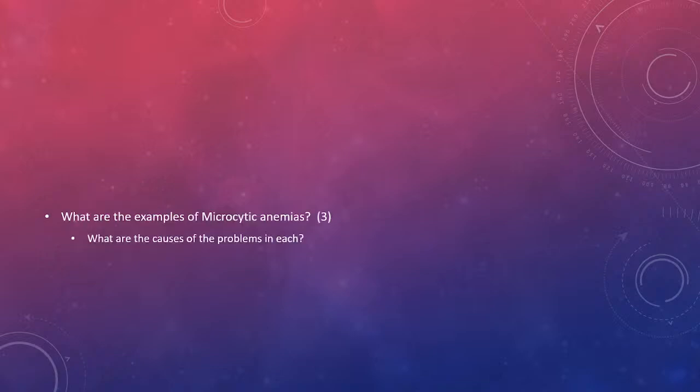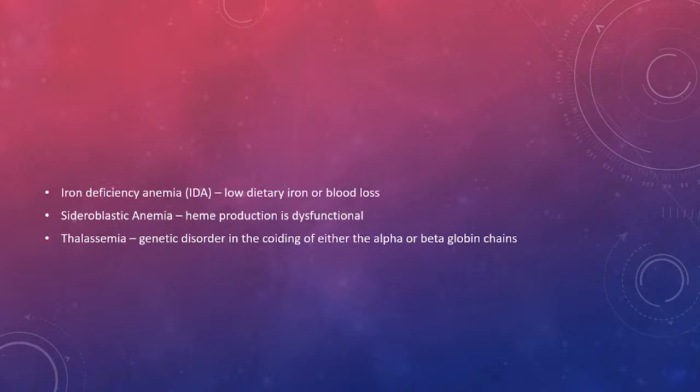Okay, so what are the examples of microcytic anemia? We have three examples of microcytic anemia that we will discuss here. We have iron deficiency, anemia of chronic disease, and sideroblastic anemia. The problem for each will be in this slide as well. Low dietary intake or blood loss for iron deficiency anemia.